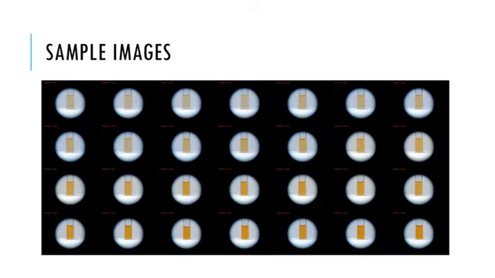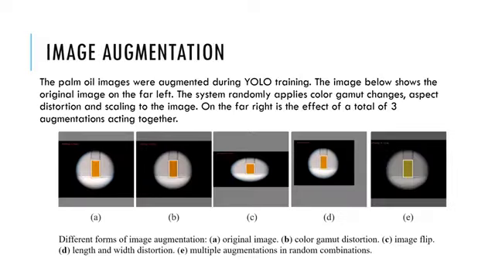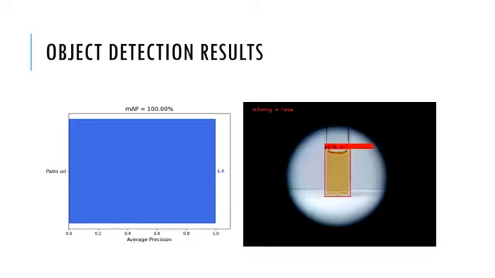These are the sample images. We use labeled images to train YOLO. The palm oil images were augmented during YOLO training. The image below shows the original image on the far left. The system randomly applies color gamut changes, aspect distortion, and scaling to the image. On the far right is the effect of a total of 3 augmentations acting together.